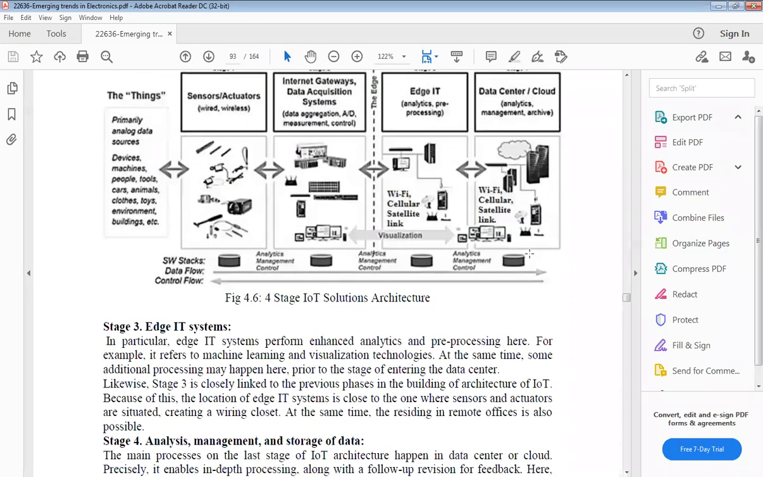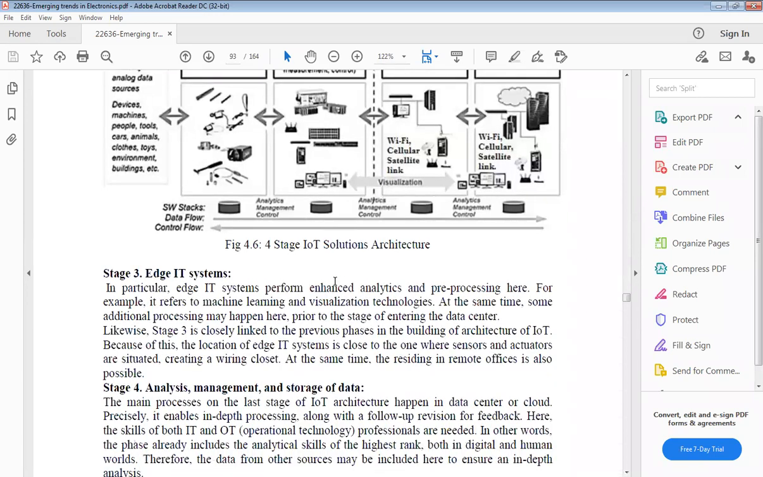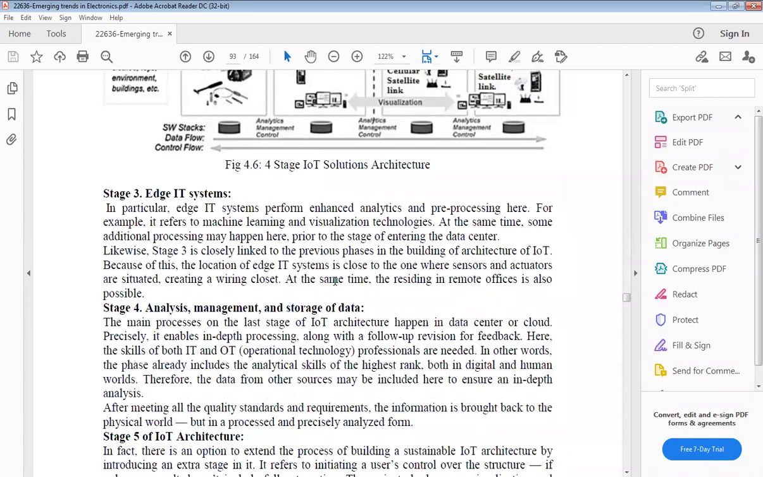Okay, so we'll go through this diagram later on. First of all, we'll go through the theoretical part. Stage 3 is the edge IT system. In particular, the edge IT system performs enhanced analytics and pre-processing. The function of pre-processing is performed by edge IT. For example, it refers to machine learning and visualization technology.